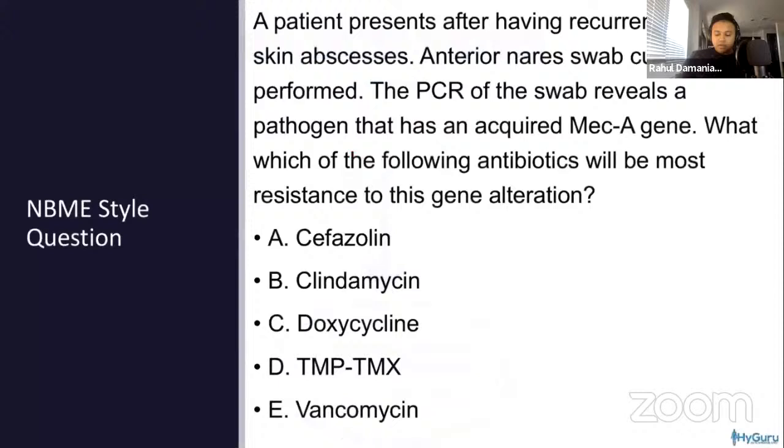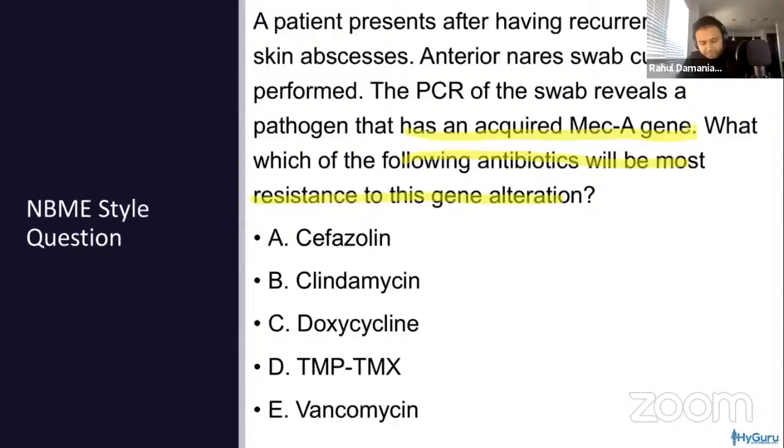All right. A patient presents after having recurrent boils and skin abscesses. Anterior nares swab cultures are performed. The PCR of the swab reveals a pathogen that has an acquired mecA gene. Which of the following antibiotics will be most resistant to this gene alteration? A, cefazolin, B, clindamycin, C, doxycycline, D, trimethoprim-sulfamethoxazole, and E, vancomycin.